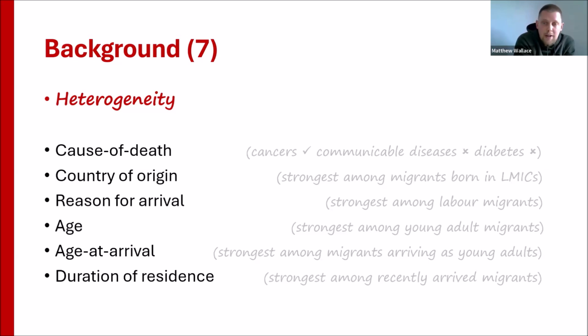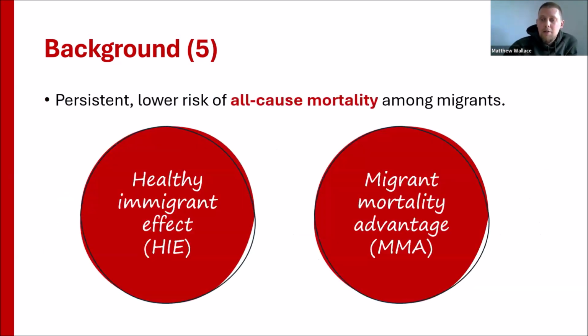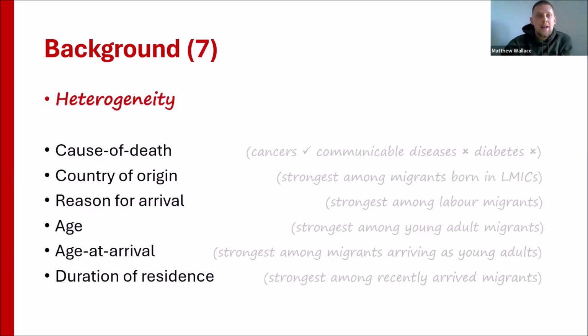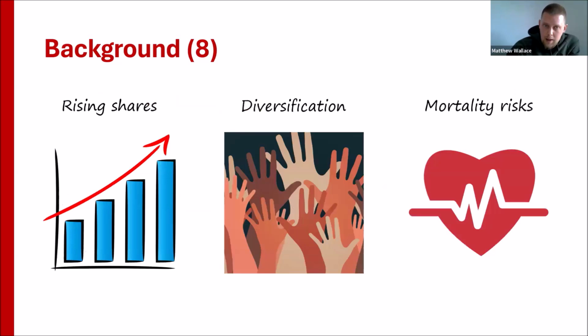And of course duration of residence as well, where the general finding, albeit with variation, tends to be that the health and mortality risks of migrants are at their best when they've just arrived in a host country and accelerate at a faster rate than non-migrants with increasing duration of residence. So there's these two prevailing theories, of which there is a wealth of evidence, but there's also a lot of heterogeneity and variation when we start to dig into specific characteristics or specific outcomes.